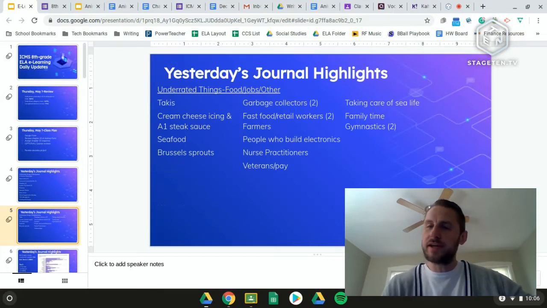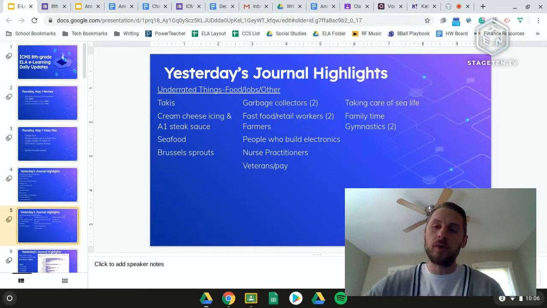I totally agree, especially the person who mentioned veterans, mentioned how much they're paid. Could not agree more, just because that's something that not that many people are willing to make that sacrifice and that time, and their pay is not nearly on par with what it could be or what it should be.